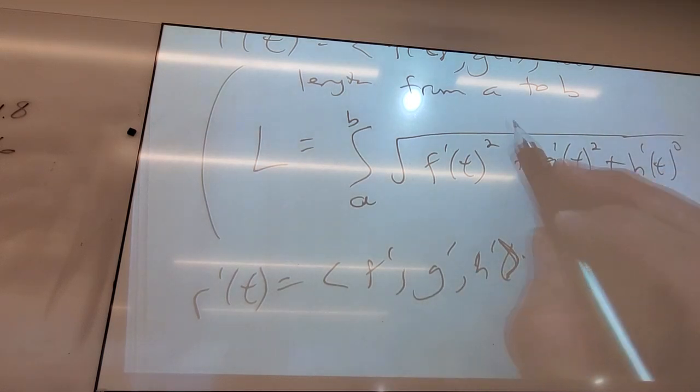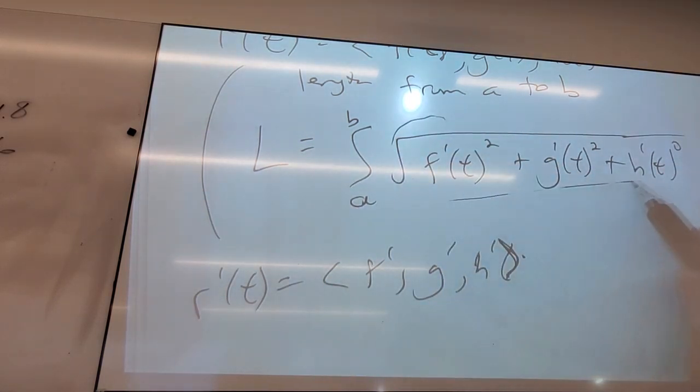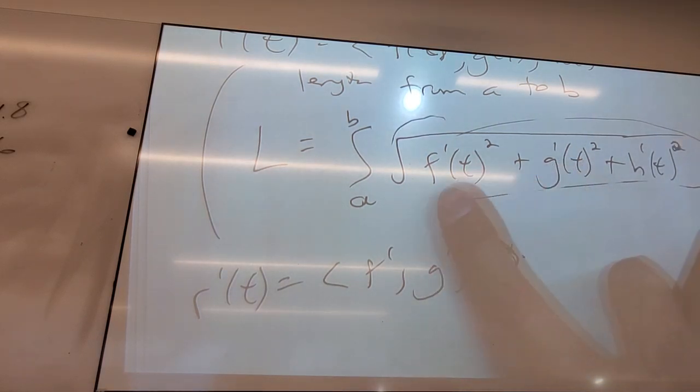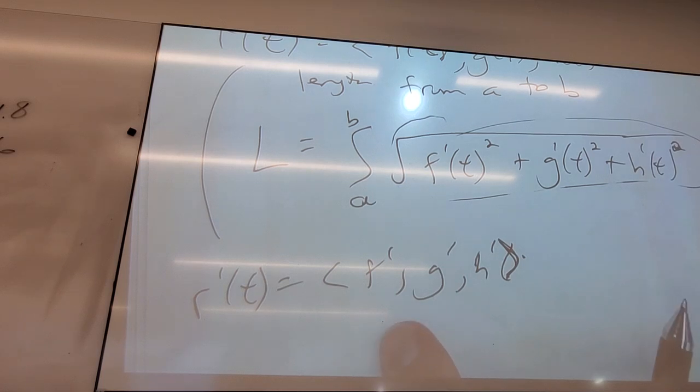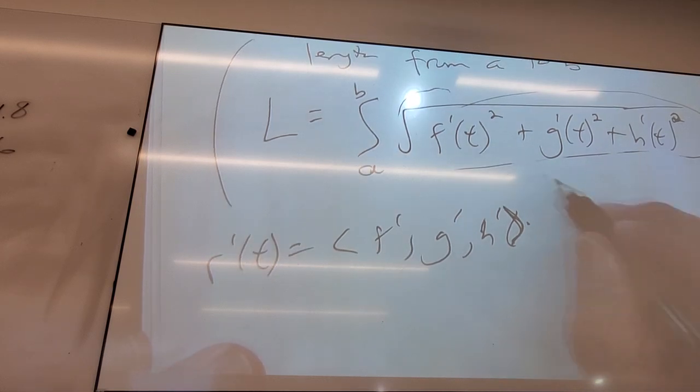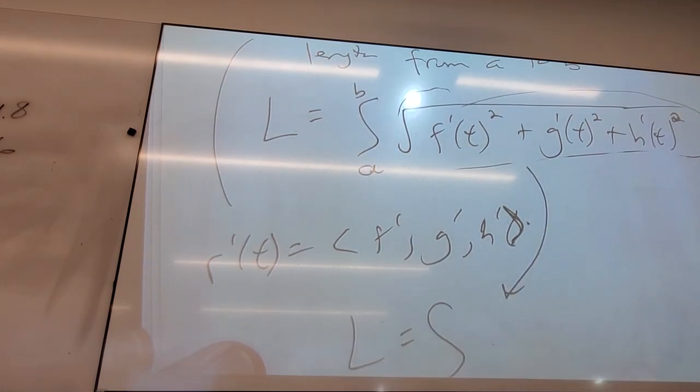So the components of this are related to r prime. Can anyone tell me what this whole thing is related to r prime? What do I do to r prime to have this come out? What would I ask you about r prime to have you give me this? The length, this magnitude, right? So I could rewrite this integral as the integral from a to b of the length of r prime.